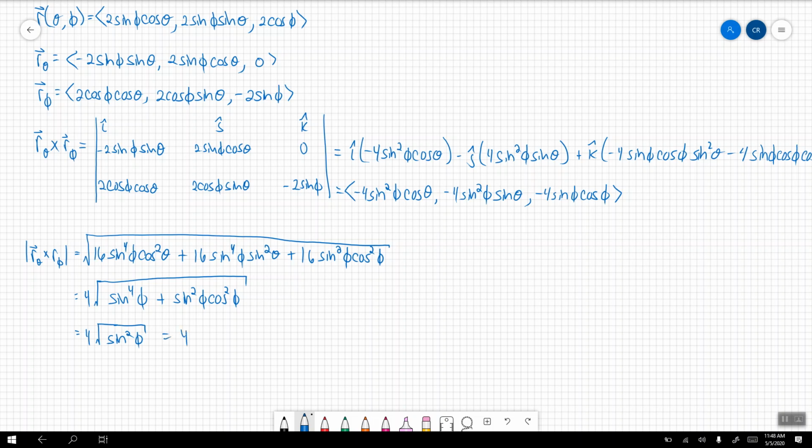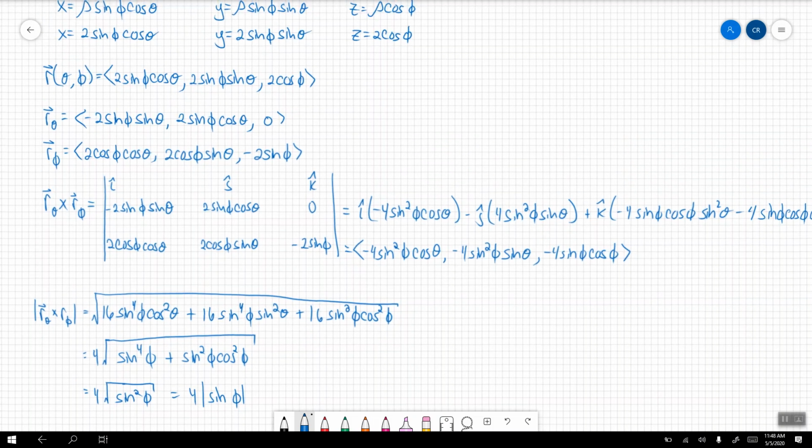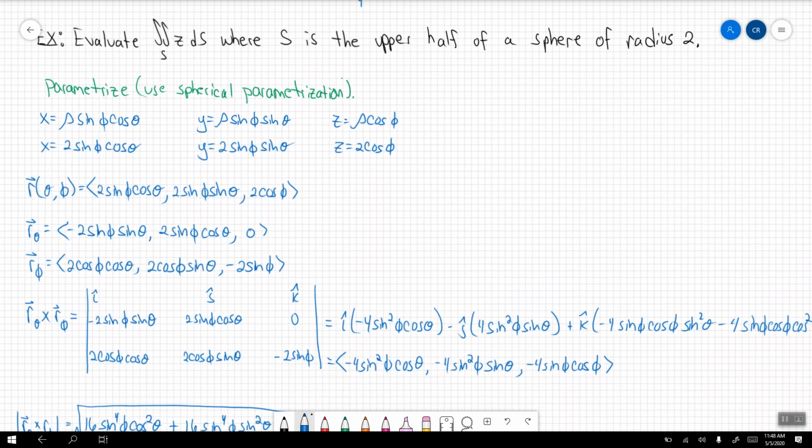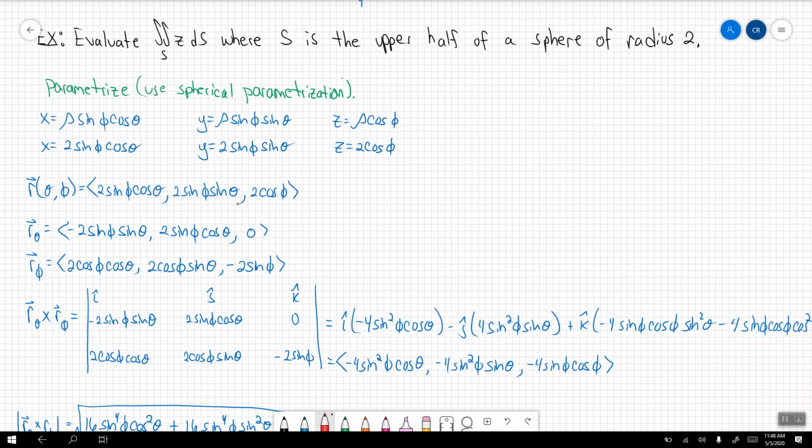Now again, this turns into 4 times the absolute value of sine of phi. But now we have to figure out, is sine going to be positive so that I can drop my absolute values? Well, let's go back to how we defined our parametrization. The way we defined our parametrization was within phi and theta. So let's put some bounds on this now. What is theta bounded by, and what is phi bounded by? And again, it needs to be bounded in order to create this surface that we need to integrate over.